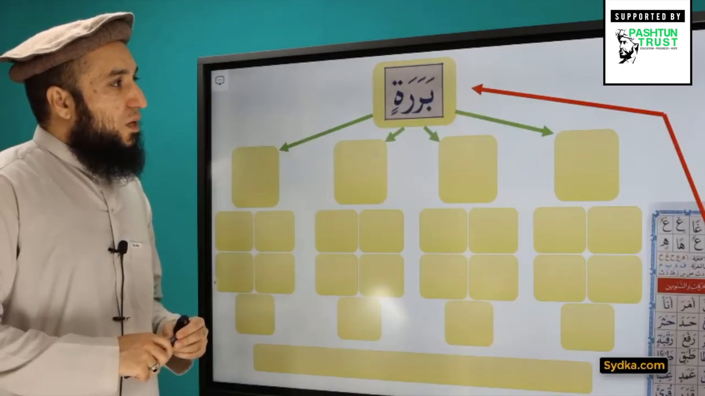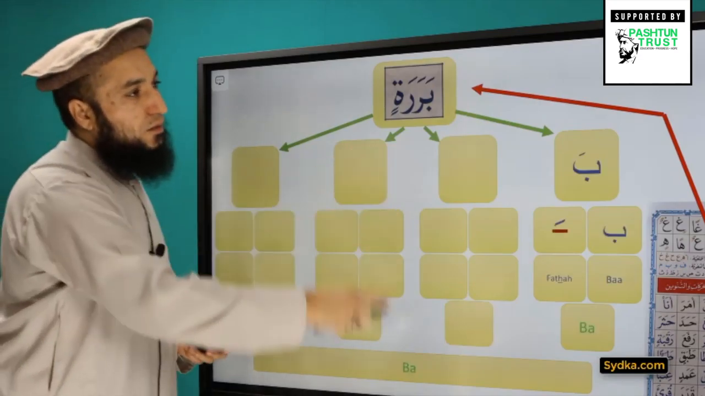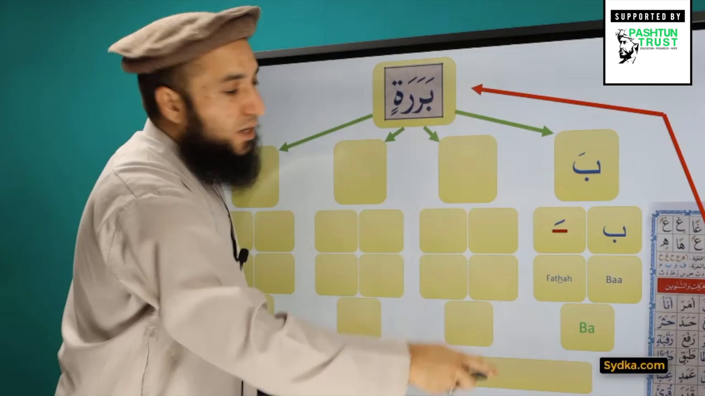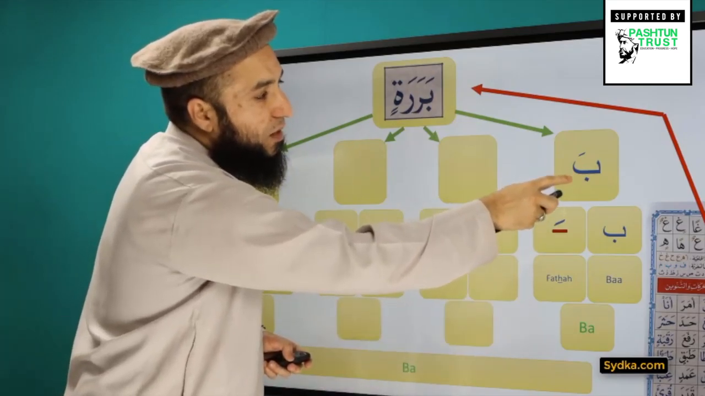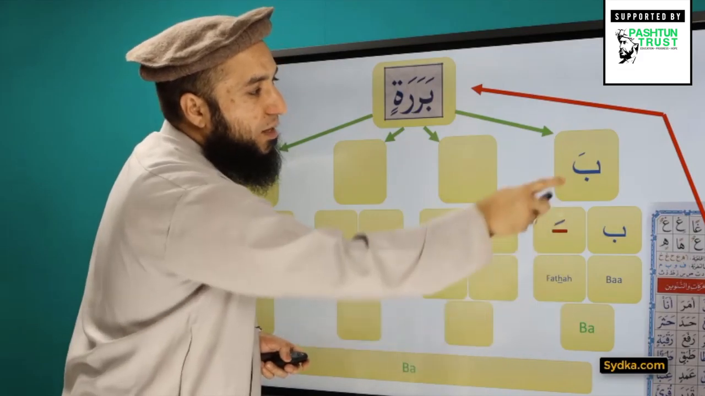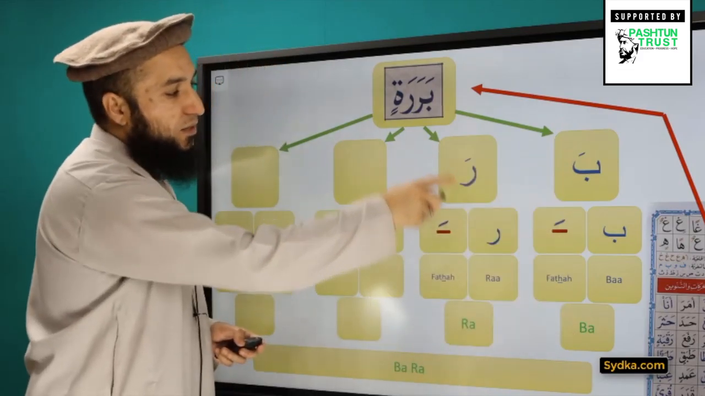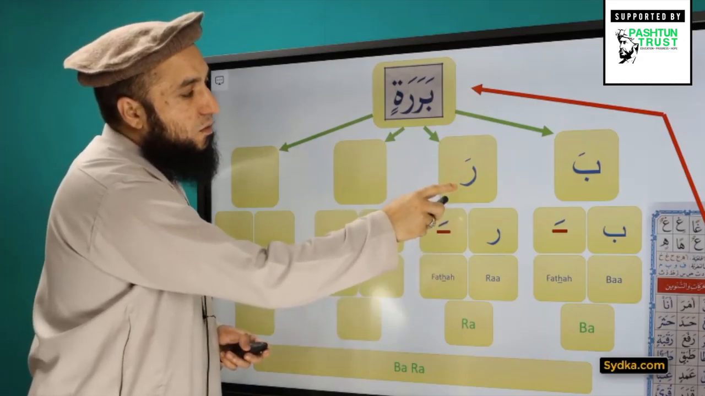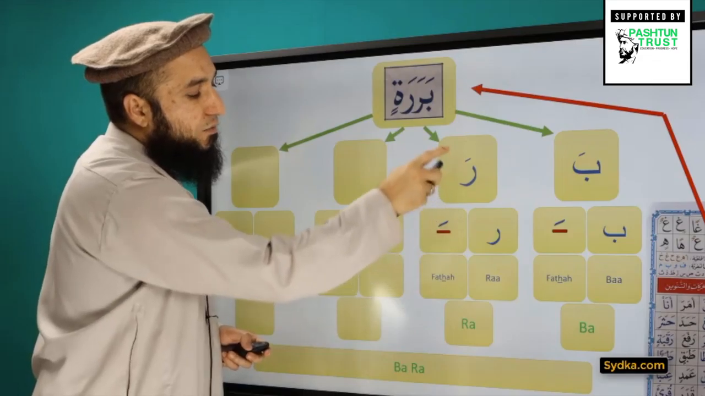So the next word we have is bararatin, and it has four syllables. So the first syllable is ba fatha ba, and ba is not silent here. Ba fatha ba. The second syllable is ra fatha ra. Ra is not silent. Ra fatha ra.